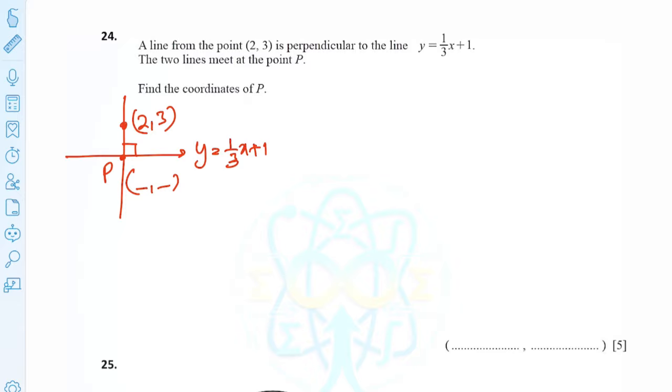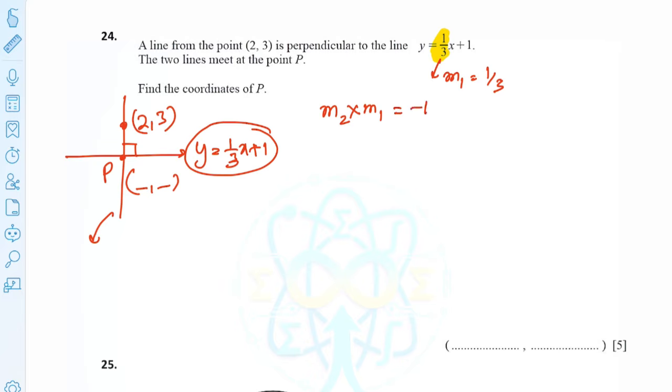First of all, I told you already, if two lines are intersecting, we have to solve simultaneous equations. But to solve simultaneous equations, we need the equations of both lines. One line is given, the other we need to find out. How? From y equals mx plus c, the gradient of the given line is m1 equals 1 over 3. For the other line, we know that m1 times m2 equals negative 1.